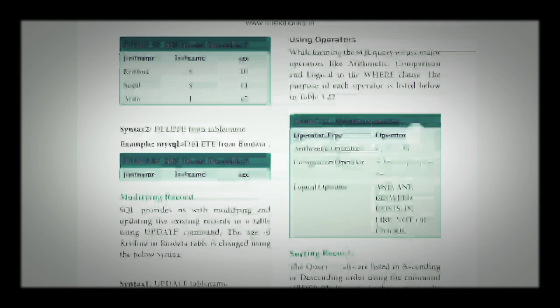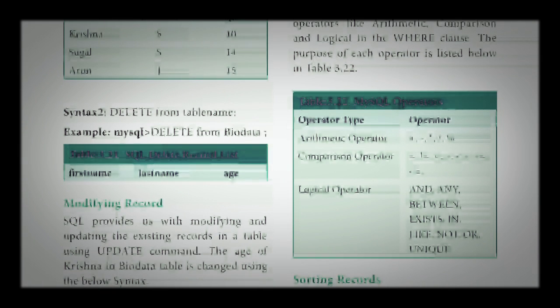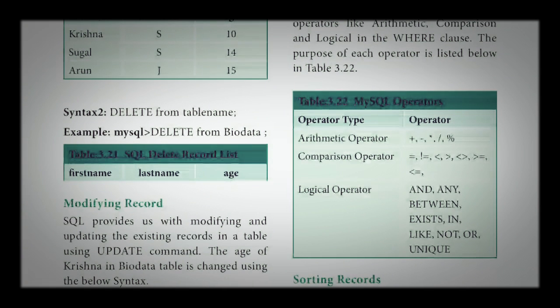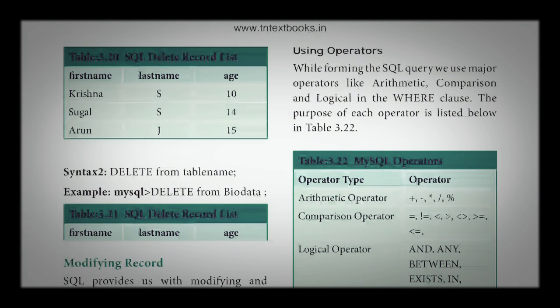You can use any kind of symbols like plus, minus, star, slash, percentage, equal to, not equal to, less than, greater than, less than or equal to, greater than or equal to. Logical keywords like and, any, between, exists, in, like, not, or unique can be used in the where clause.